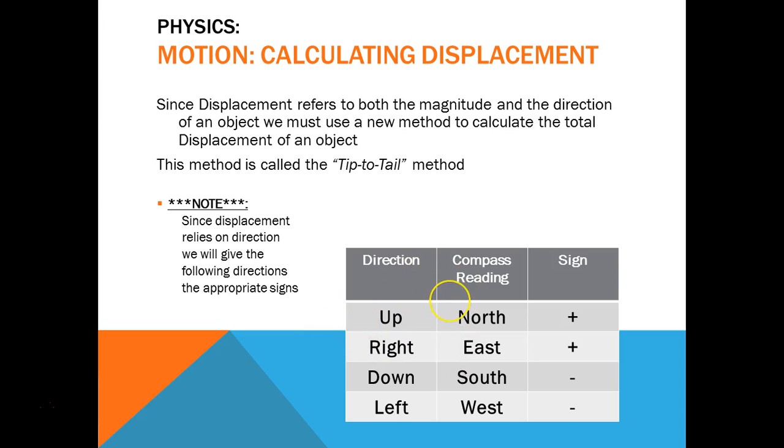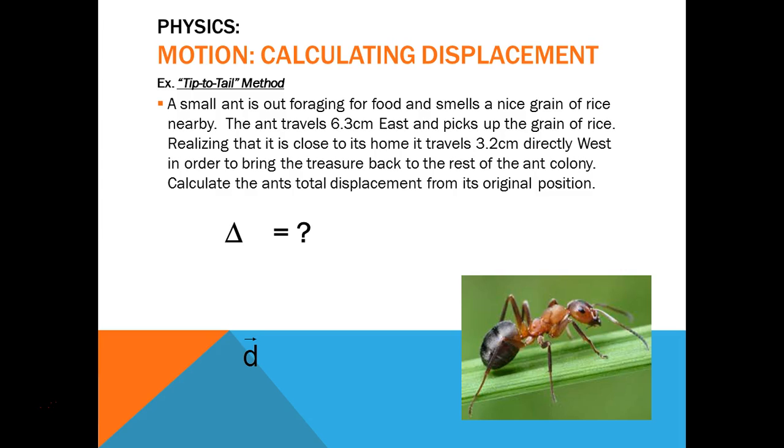If you are going up or north, we give that a positive quantity. If you're going right or east, this is also positive. So the opposites of those would be going either down or south, which gives us negative, or left or west, which gives us also negative. So we have a tip-to-tail method for vectors that we use. We also use math for this.